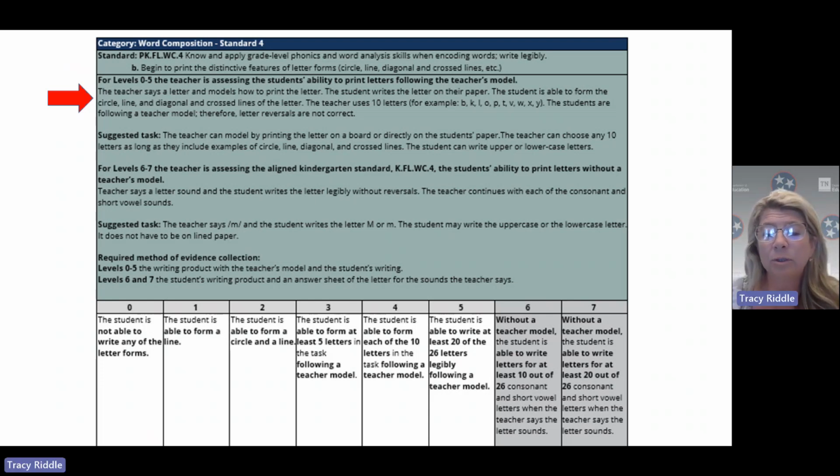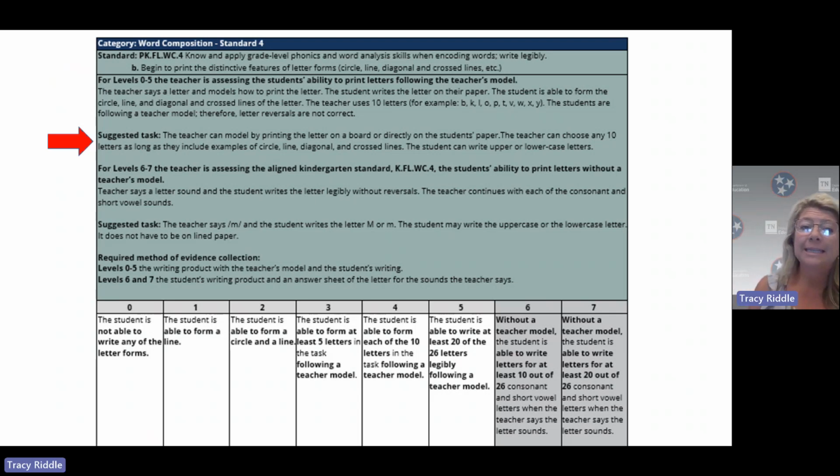Therefore, letter reversals are not considered correct. You will see in the rubric a suggested task where it gives you examples of what you could choose to do, but it is required that you use 10 letters and that you use a model. A student can write upper or lowercase letters. That is the teacher's choice of which one she models.